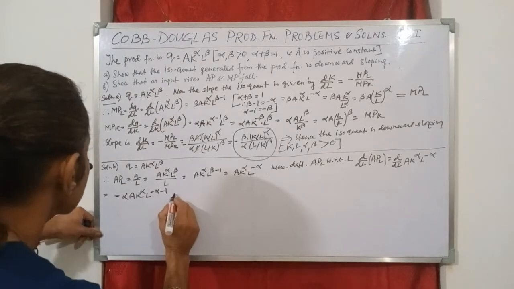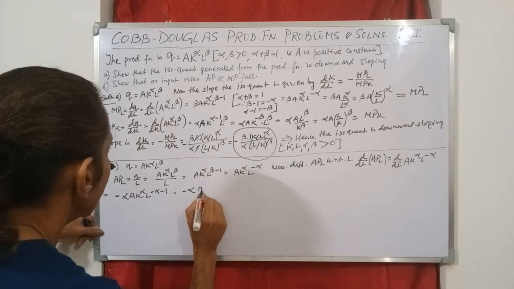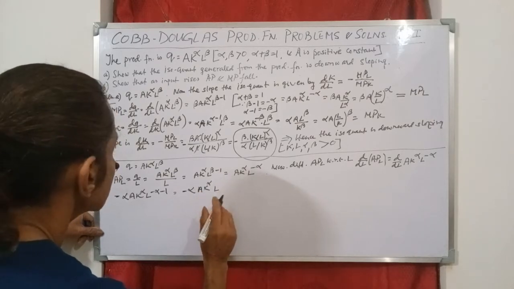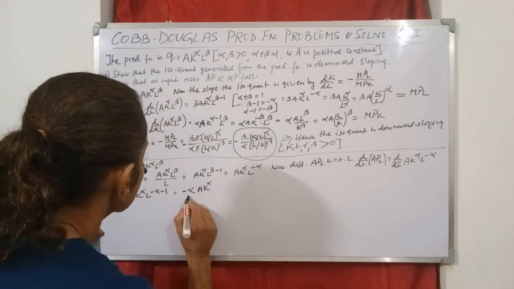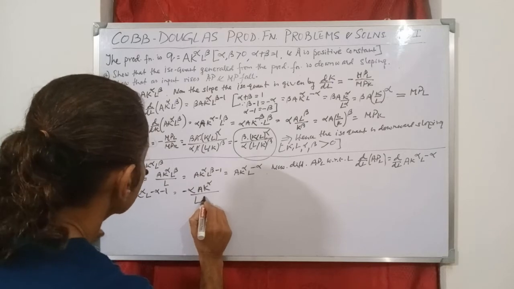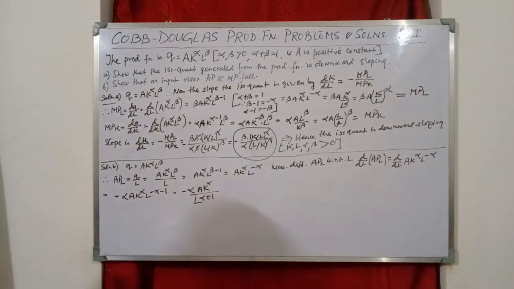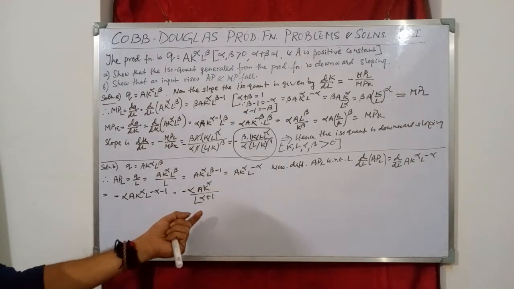So this is minus alpha A k to the power alpha L to the power, divided by L to the power alpha plus 1. We have brought down L to the power minus alpha minus 1 in the denominator.